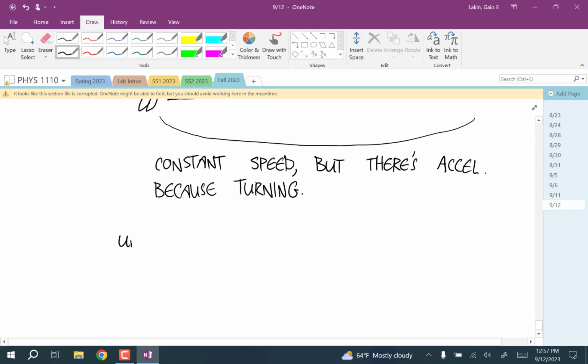The units for acceleration, the same as 1D, everything's the same as 1D, is length units over time squared. And so that means that SI units are meters per second squared.